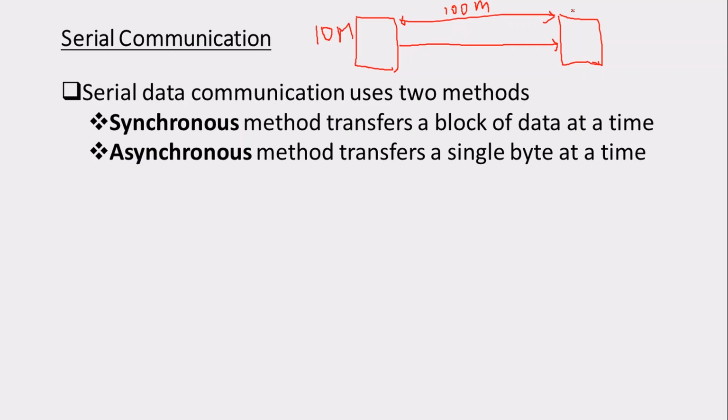Okay, and here also I'm having a clock, the same clock, which is 10 megahertz. This particular clock frequency, this 10 megahertz, is going to be synchronized with this particular receiver end. So both the clocks, let me call this C1 and let me call this C2, C1 and C2, both these clocks are synchronized.